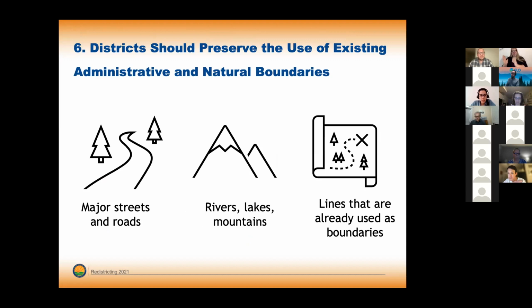6, districts should preserve the use of existing administrative and natural boundaries. So very specifically, that means major streets and roads, rivers, lakes, and mountains, and lines that are already used as boundaries in a particular municipality. So you might think about the existing map in Takoma Park and some of the key roads and streets and natural boundaries that exist that divide those roads currently. Part of the guidelines for this process is to ensure that those existing boundaries are preserved in the next version of the ward map.